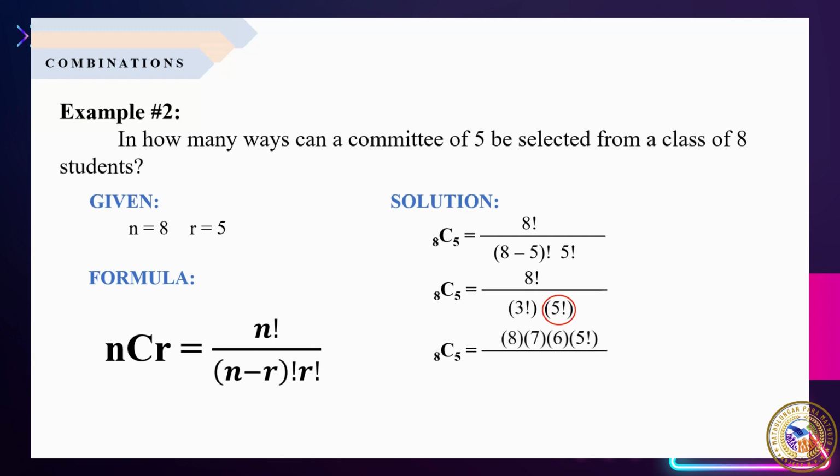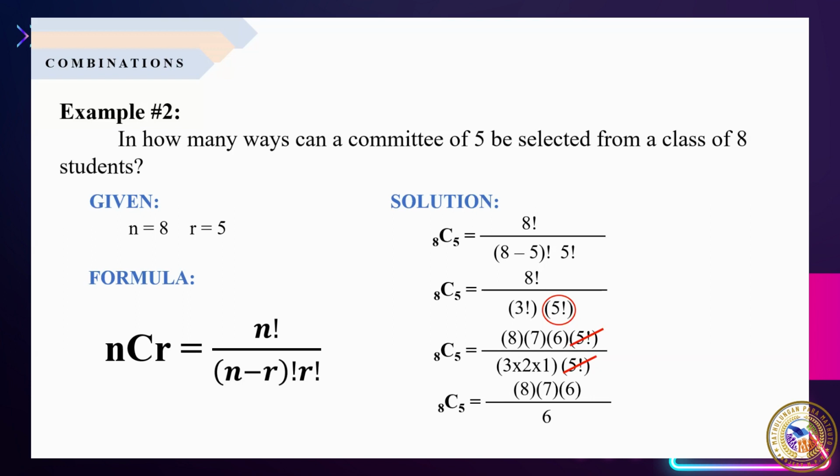Therefore, yung 8 factorial ay 8 times 7 times 6 times 5 factorial. Then yung 3 factorial is 3 times 2 times 1 at yung 5 factorial. Okay, so bakit nag-start tayo sa 5 factorial? Para makancel natin yung denominator na 5 factorial at yung numerator na 5 factorial. So therefore, ang naiwan na lang sa taas ay 8 times 7 times 6 at sa baba naman yung 3 times 2 times 1 which is 6.